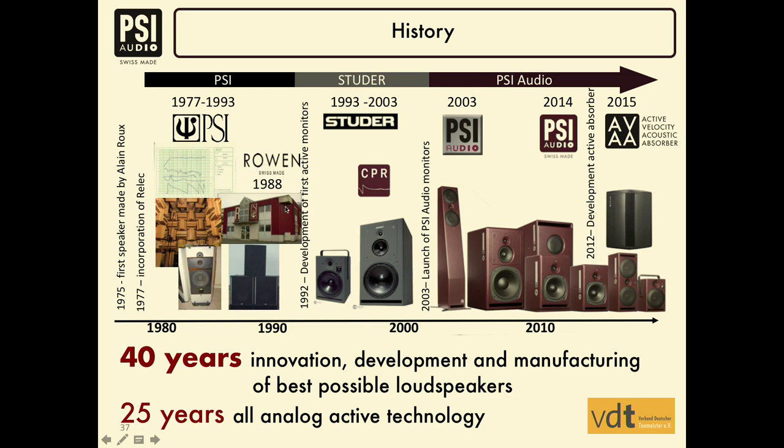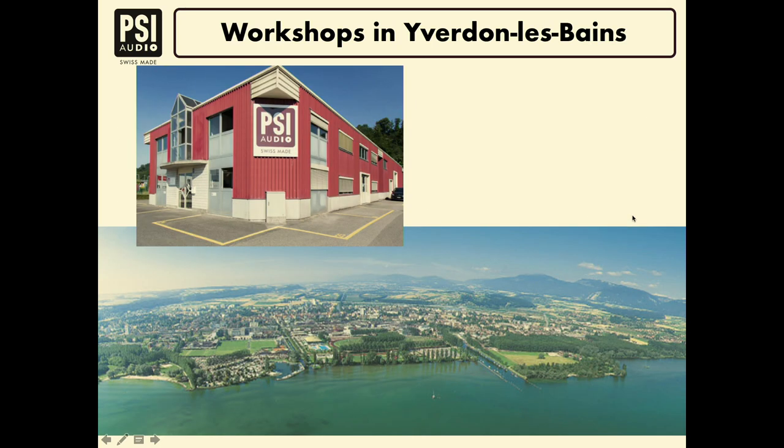We made PA speakers. We started manufacturing Rowan in 88. Then Studer came to us, and we developed active speakers for them that we manufactured until they were acquired by another American group. And then we relaunched our old brand, which we sell here. And we launched a couple of years ago the AVAA, that's a sound absorber that I'll be presenting tomorrow. This is where we are. We love having visitors, so please come to see us in Yverdon.